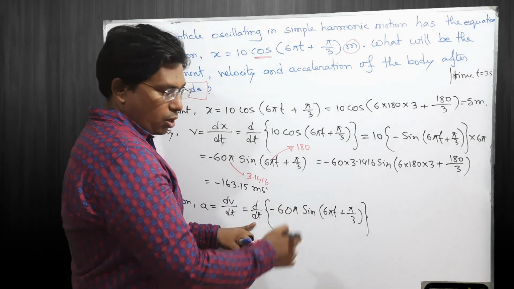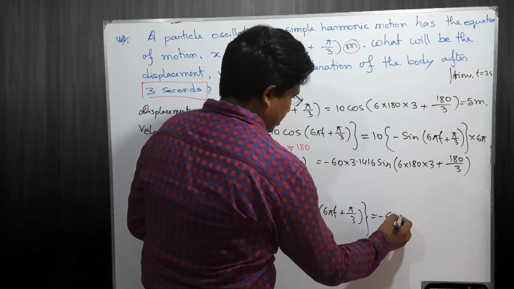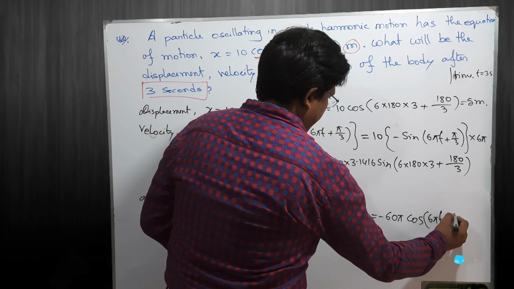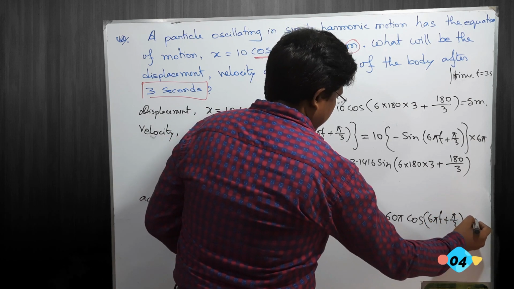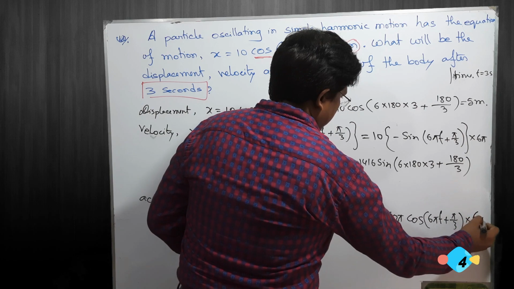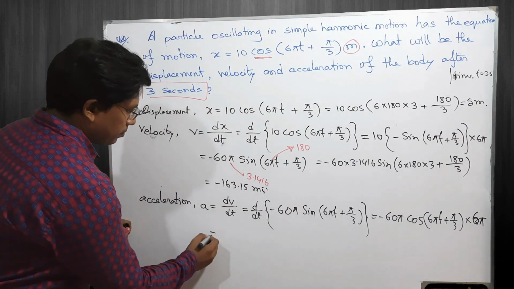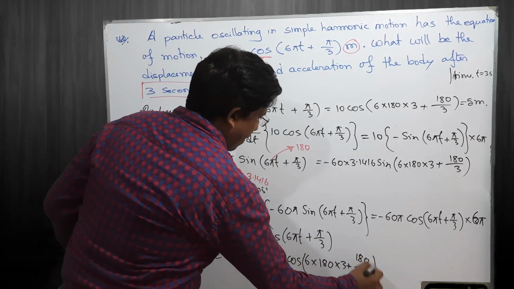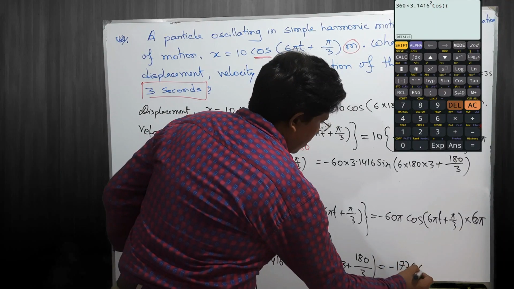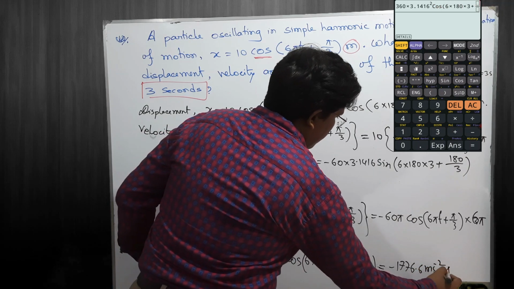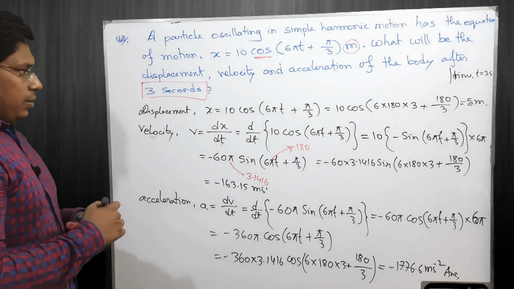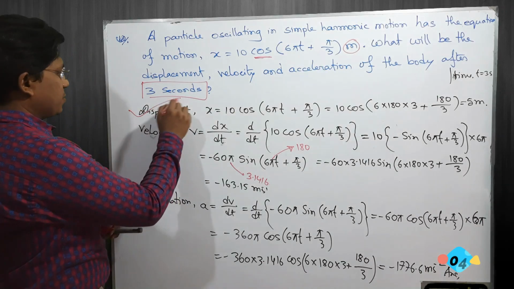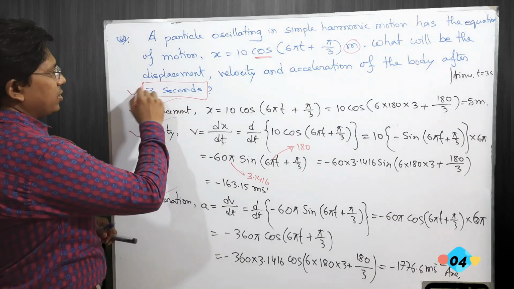The derivative of sine is cos, so that gives minus 60 pi, and here times 6 pi. This is the answer for the displacement, velocity and acceleration after 3 seconds.